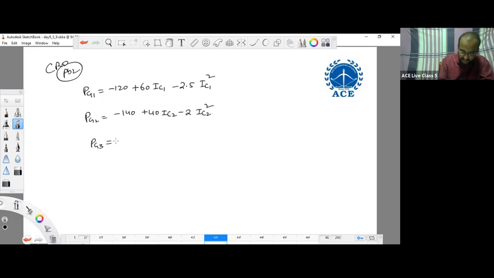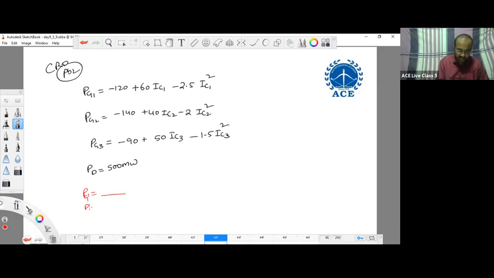What about PG3 that you will get? PG3 is minus 90 plus 50 IC3 minus 1.5 IC3 square. This is given in the question. So the load, PD, is given as 500 megawatt. What is being asked to calculate here? The value of PG1, PG2 and PG3, the generation schedule.